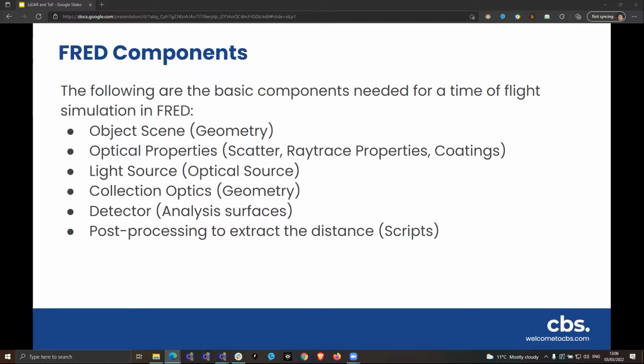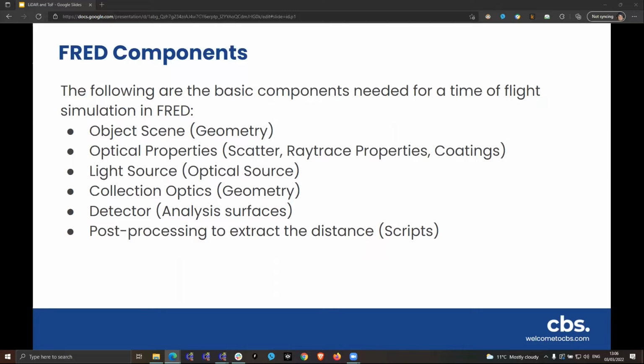So that's the other item that we need, is something to measure the actual power of our light coming back. And in Thread, we can use analysis surfaces for that. And then we also need some post-processing to extract distance from the ray path data that we have. And that's really where the magic lives in terms of being able to do this type of calculation.